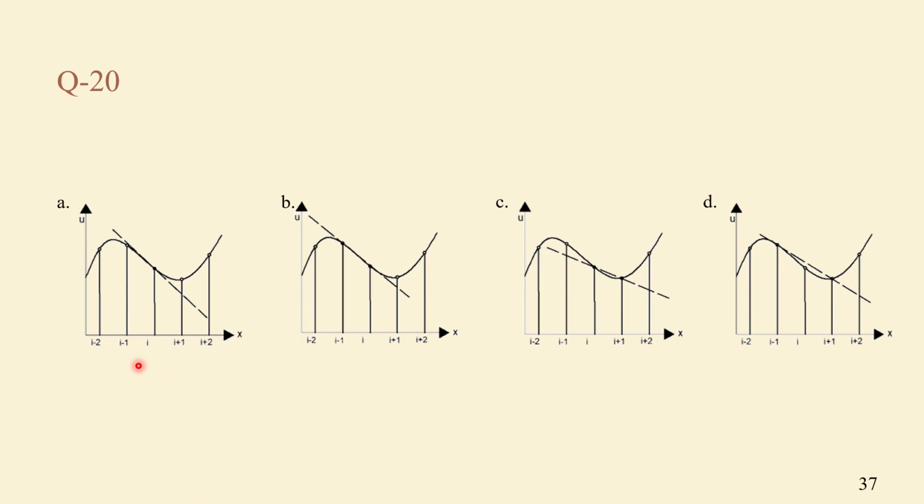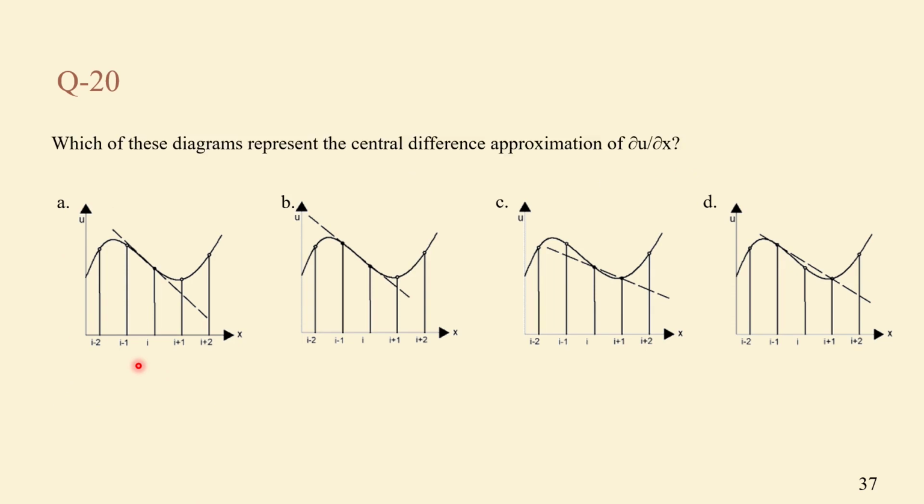Now we'll go to question 20. This is the last problem for this session. In question 20, it is asked which of these diagrams represents the central difference approximation of dou u by dou x. We have 4 diagrams, and we are asked to find which of them represents the central difference approximation of dou u by dou x.